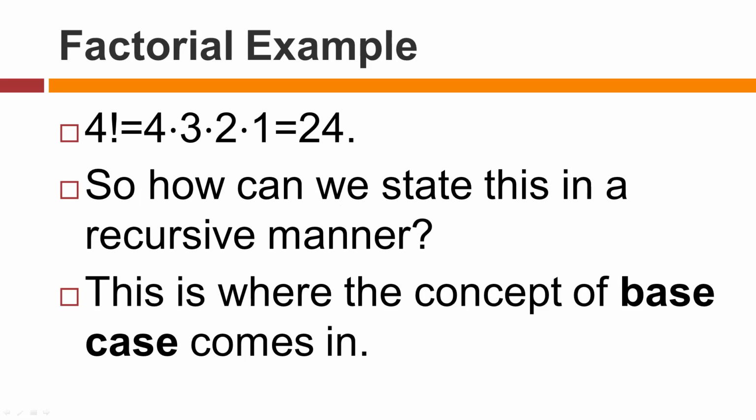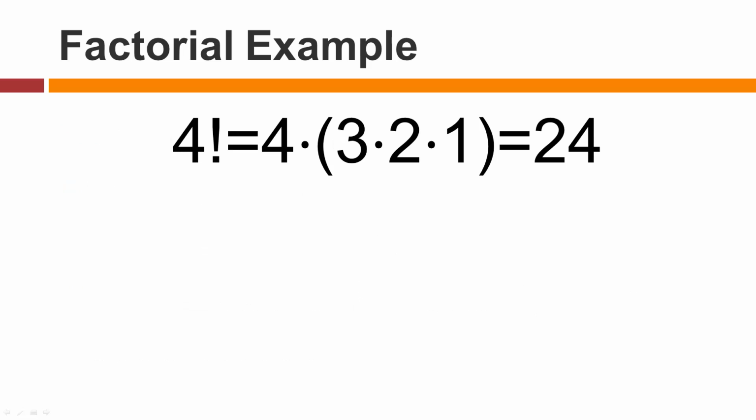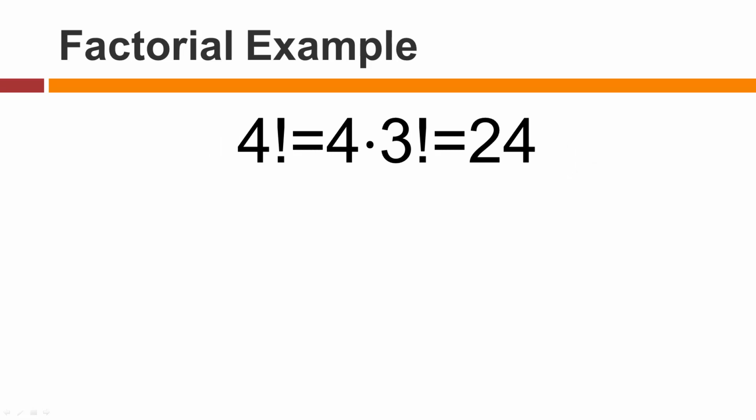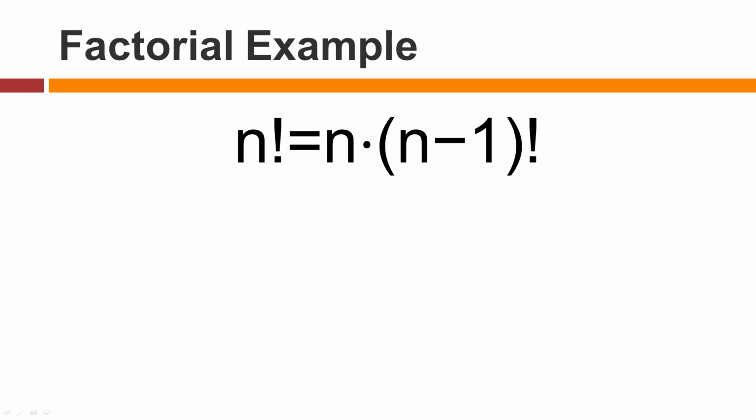So, let's look at a quick example. 4 factorial is equal to 4 times 3 times 2 times 1 equals 24. So, how can we state this in a recursive manner? And this is where the concept of that base case is really going to come into play. So, we can see that 4 factorial is equal to 4 times, and we can group everything else together, 3 times 2 times 1. So we realize that 4 factorial is equal to 4 times 3 factorial, which is equal to 24. So you note here we can keep making recursive calls to this factorial function. And to write that formally, we can say n factorial is equal to n times (n minus 1) factorial.